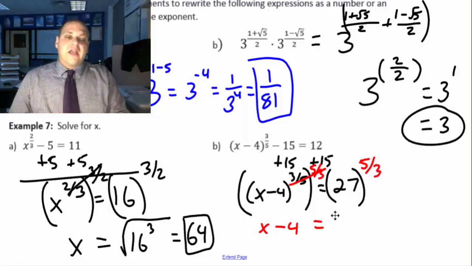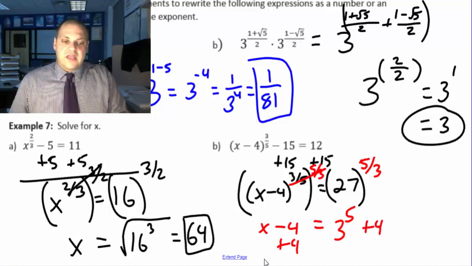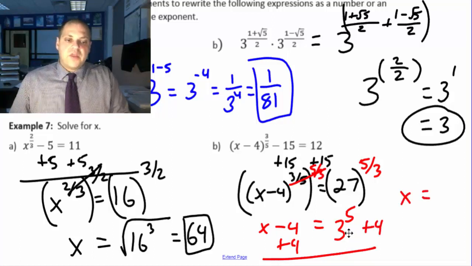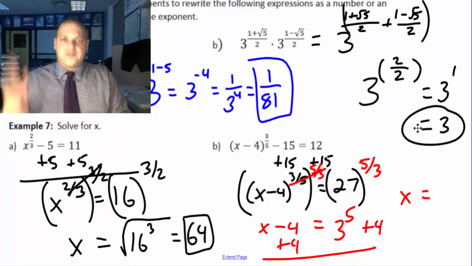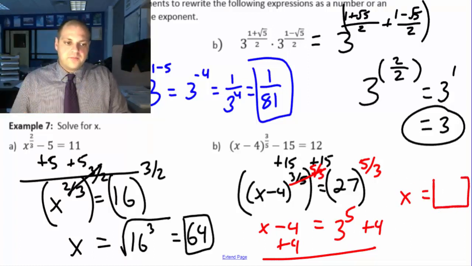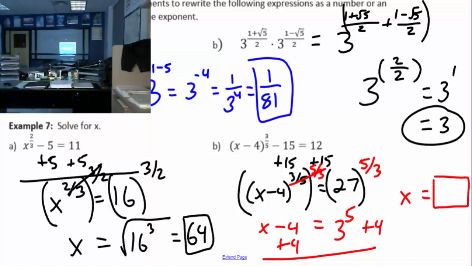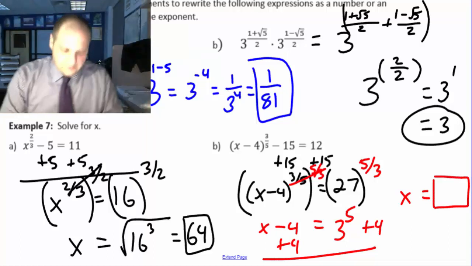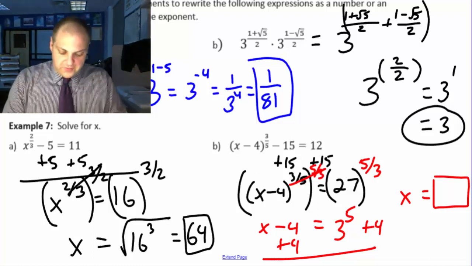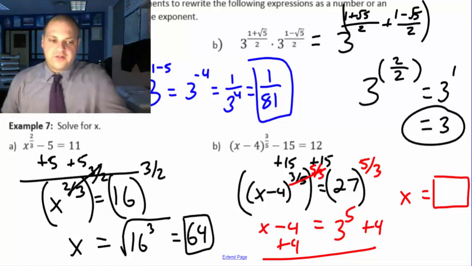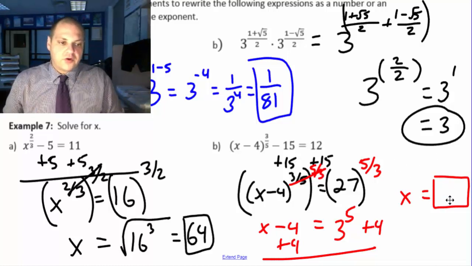27 to the 5/3. Well, I know the cube root of 27 is 3. So it's really just 3 to the 5th. And then we're going to add 4 to both sides. So I'm going to get x equals 3 to the 5th plus 4. I'll grab a calculator. Should have done this ahead of time. 3 to the 5th plus 4: 243 plus 4, 247. And that's it.